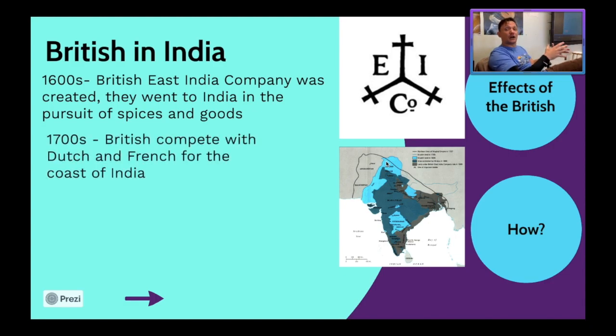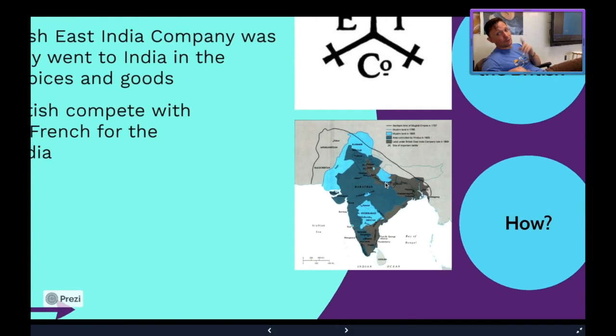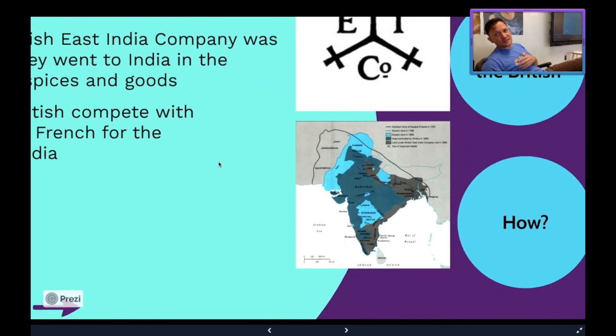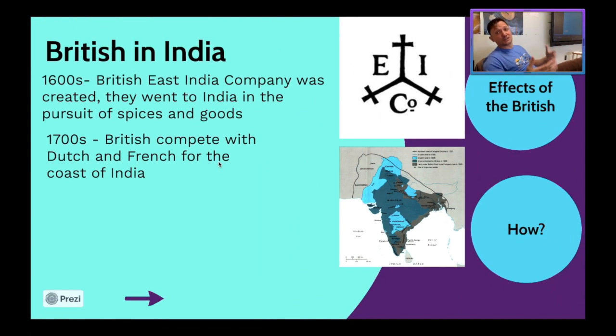But things are going to change as time goes on. By the 1700s, Britain is going to get into a huge competition with the Dutch and the French for the coast of India. Now, really quickly, if we look at this map of India, where they wanted to settle and gain access to were all the port cities on the edge of India. Why was that? Mostly because the British, the Dutch, and the French could not venture into India itself, because they could easily get malaria and die. Quinine medicine had not been invented just yet, right?